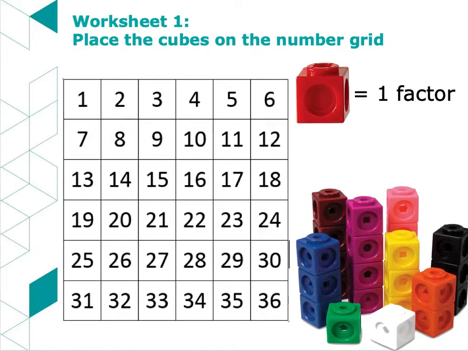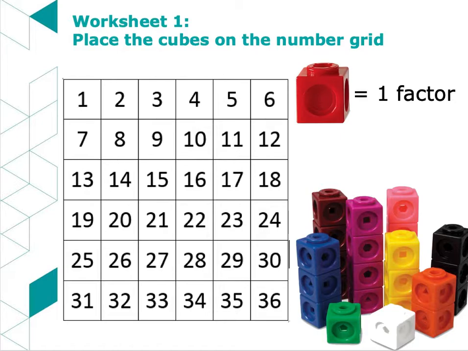For this activity, you will need Worksheet 1, which is available to download with the link to this video. And you'll also need some multi-link cubes. You will need one worksheet between pairs or groups of 3 or 4. One cube represents one unique factor. For each number on the grid, build a tower with the correct number of cubes, one for each unique factor. For example, 1 has only one factor, therefore you put 1 cube on there.